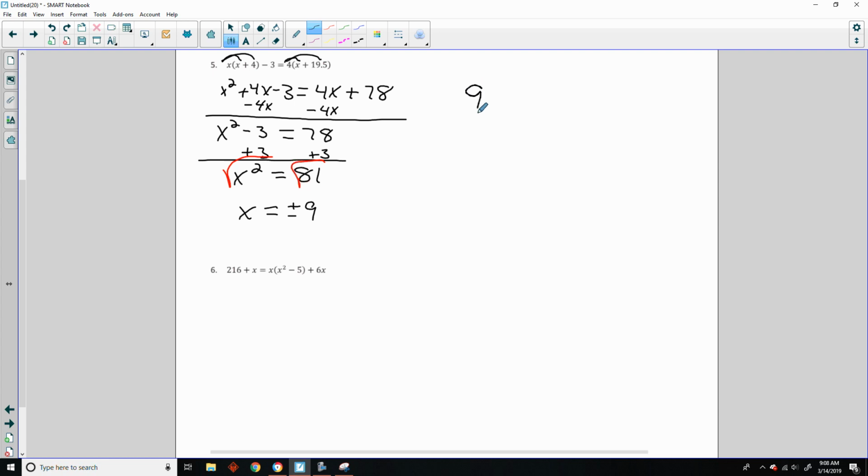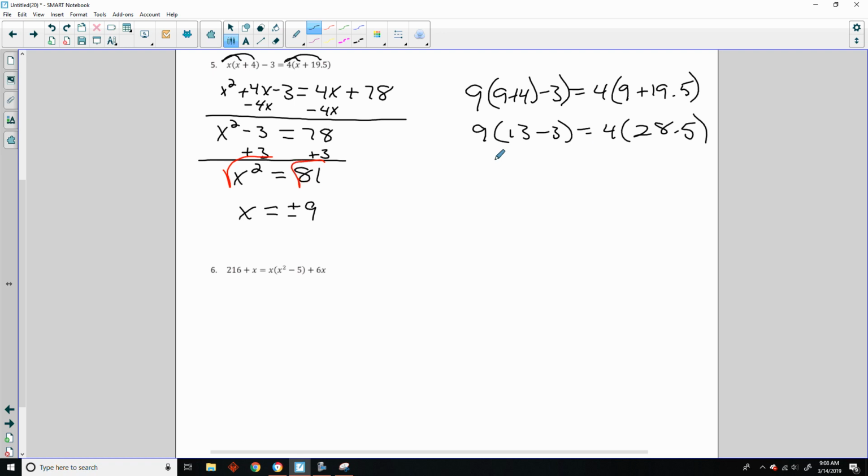I will check the positive 9 only. 9 squared plus 4 times 9 minus 3 equals 4 times the quantity x, which is 9, plus 19.5. 9 times 9 plus 4 is 13, minus 3 equals 4 times 28.5. And then 9 times 10 should equal, is that right?